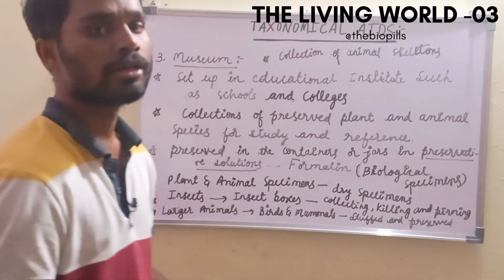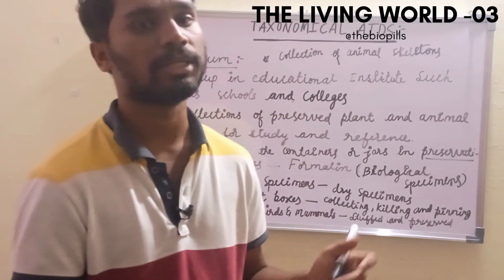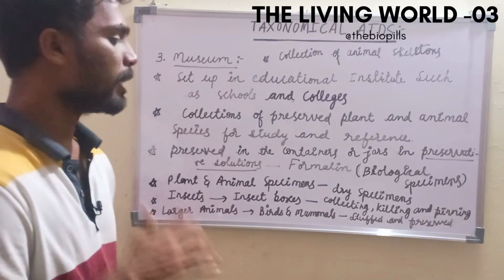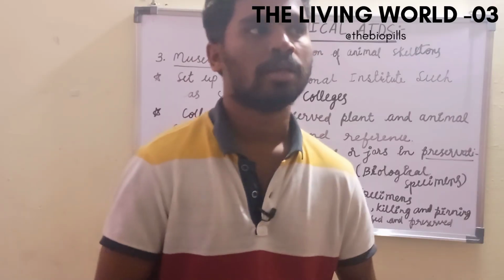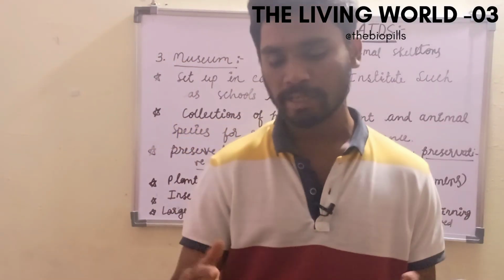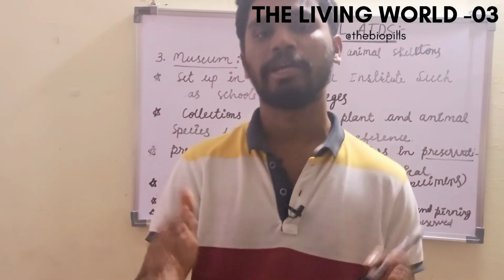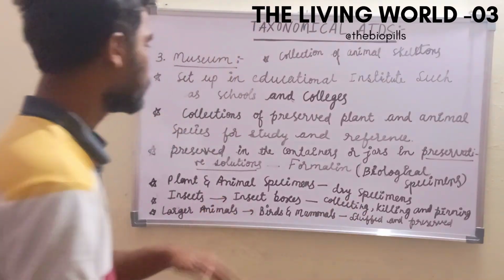And insects are preserved in insect boxes after a procedure of collecting, killing and pinning. Larger animals like birds and mammals are stuffed and preserved. That means if we have huge mammals or huge birds, we will stuff them, that means we will reduce their mass by applying pressure to fit into a particular box. This is the meaning of this sentence.